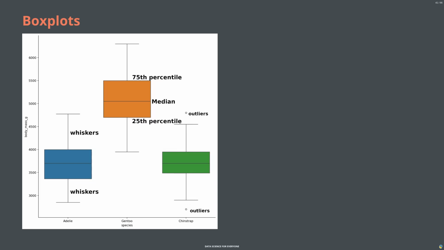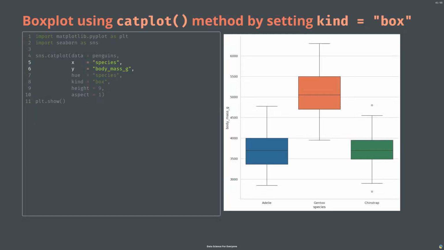Boxplots are especially useful for comparing how a numerical variable varies across different categories. Now let's see how to create a boxplot using Seaborn. Although Seaborn has a boxplot method, we'll use the catplot method instead, like we did earlier, because it makes it easy to create subplots using the col and row parameters.